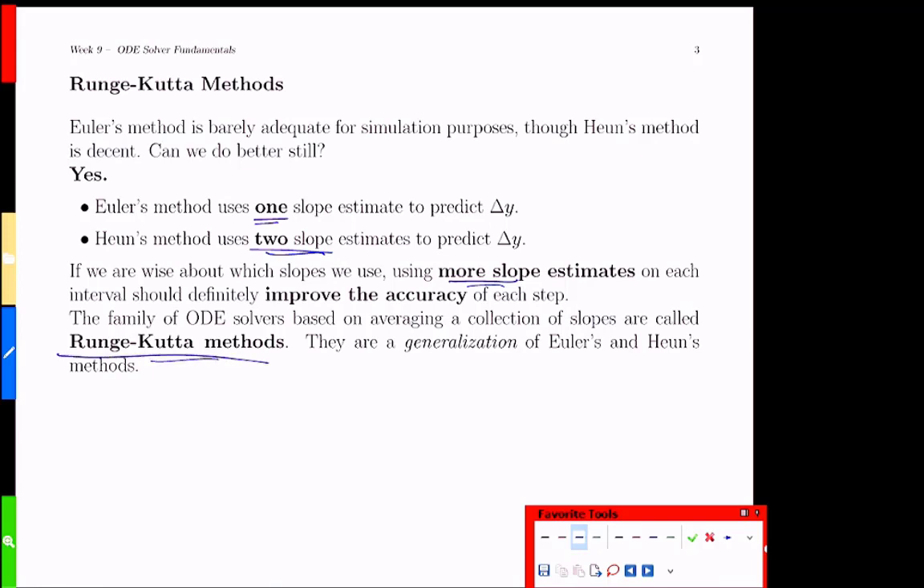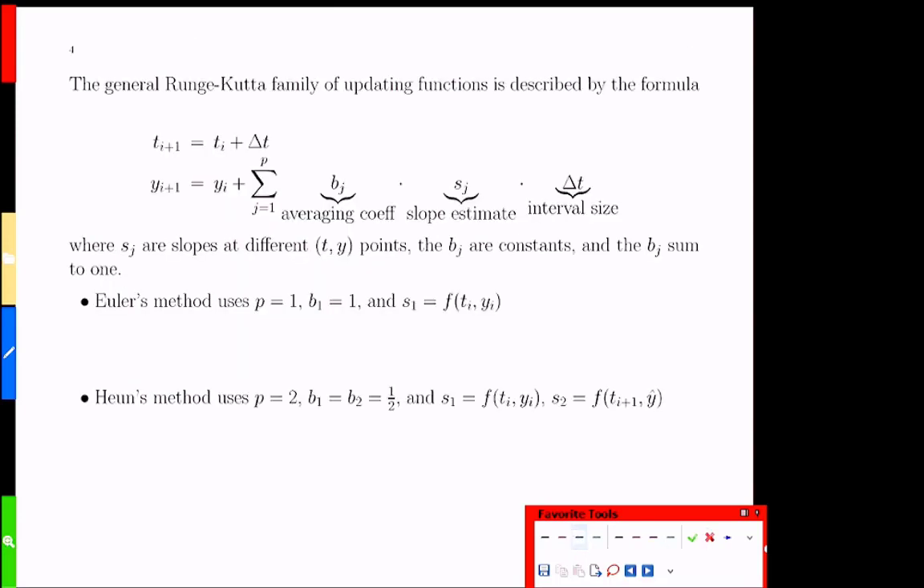The ways we can slice and dice our values and get different slopes in different ways, the family of methods that uses this is called the Runge-Kutta methods, sort of pronounced Germanish, where you say all the letters. Runge-Kutta methods. The idea is Euler's and Heun's are examples of this more general method. They all have the same basic structure. We always move by a delta t if we're talking about constant time steps. So the t's always go up by delta t every time.